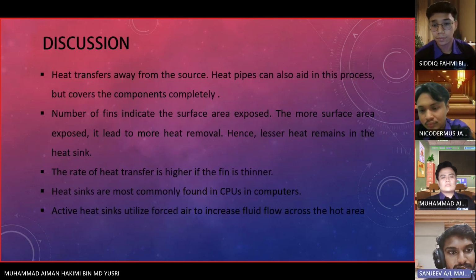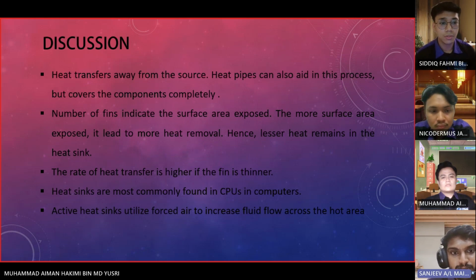Discussion: the heat transfers away from the source. Heat pipes can also help in this process, but cover the components completely. In indirect heat sink contact applications, heat moves into the heat sink and away from the source via natural conduction. Second thing is the number of fins indicates the surface area exposed. The more surface area exposed, the more heat removal. Hence, the less heat remains in the heat sink.